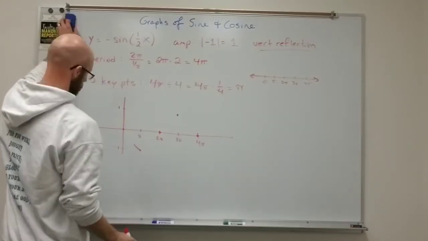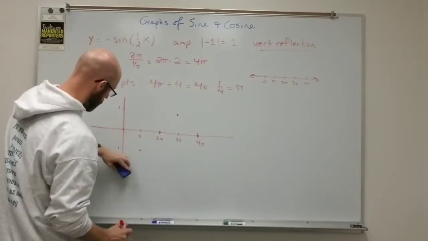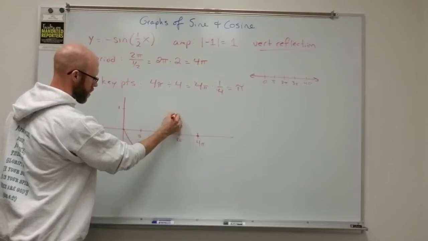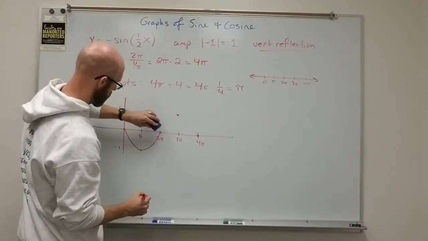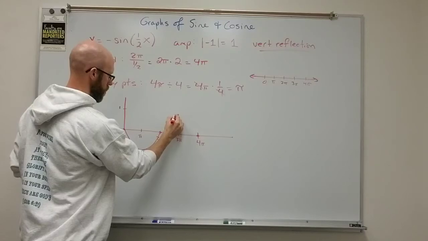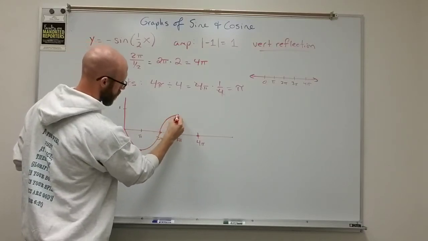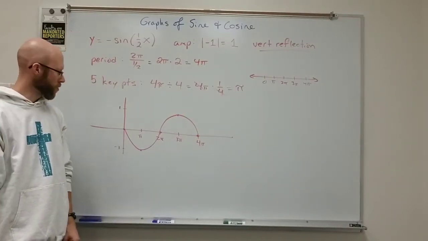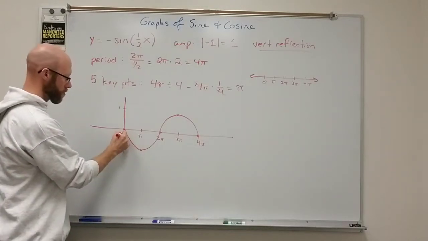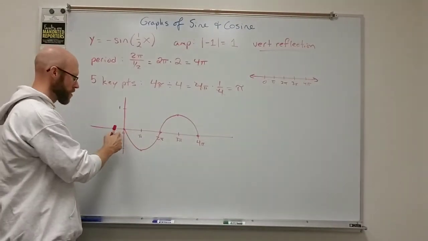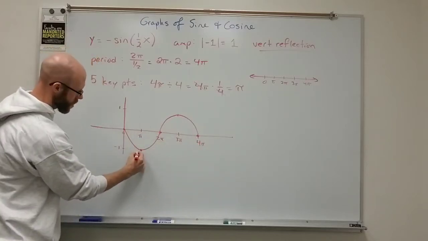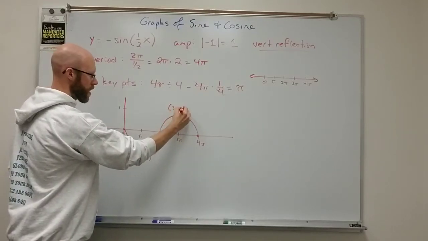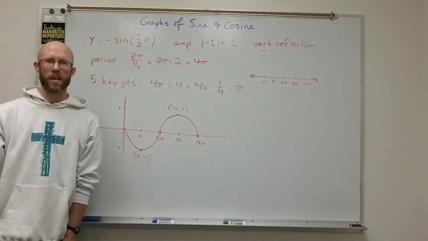Make it look a little nicer here. Oh, that's a little too steep right there. All right, something like that anyway. It doesn't look too bad. And then of course my x-intercepts are 0, 2 pi, and 4 pi. The other key points are at pi, comma, -1, and at 3 pi, comma, 1. And that should give me my 5 key points.